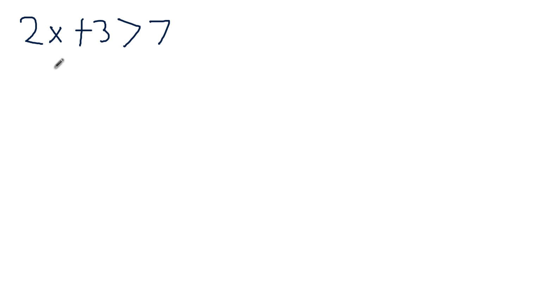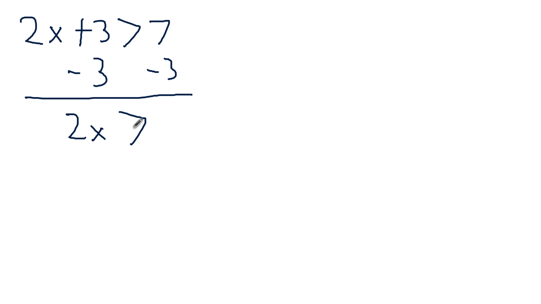So here we have 2x plus 3 is greater than 7, and you'll solve this just like you solve any equation. You're going to get x by itself. So first off, let's get the 2x by itself by subtracting 3 from both sides. And so on the left side we'll have 2x, and then the greater than sign stays the same. 7 minus 3 is 4. So we have 2x is greater than 4. And then to get x by itself, we'll divide both sides by 2. And so the answer is x is greater than 2.